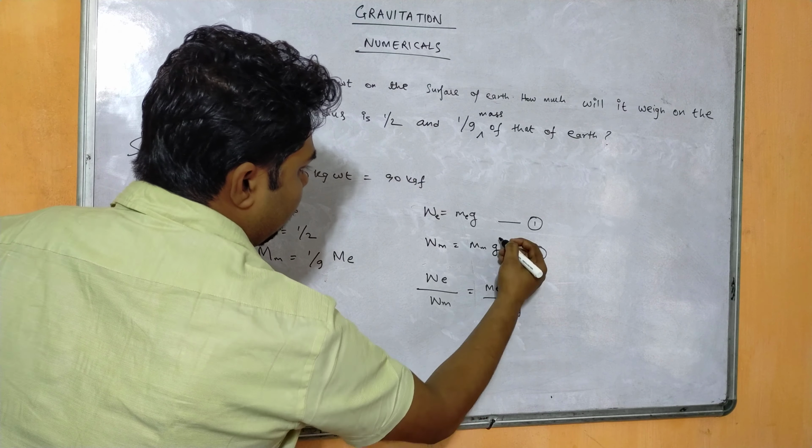Okay, so let me make it clear once more. In the question, the weight of a body on Earth is given as 90 kg weight, which can also be written as 90 kgf, and the radius of Mars is given as 1 by 2 and the mass as 1 by 9. So first we have noted down these formulas, and we have divided equation 1 by equation number 2.